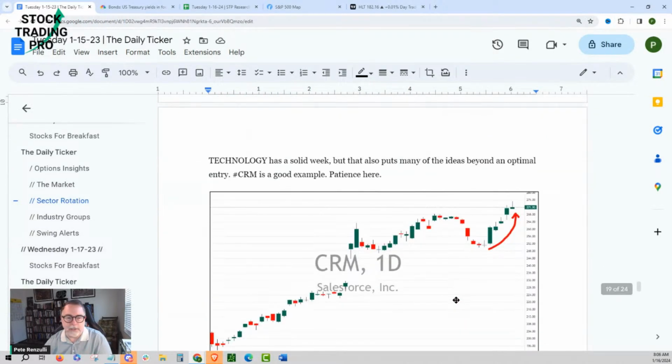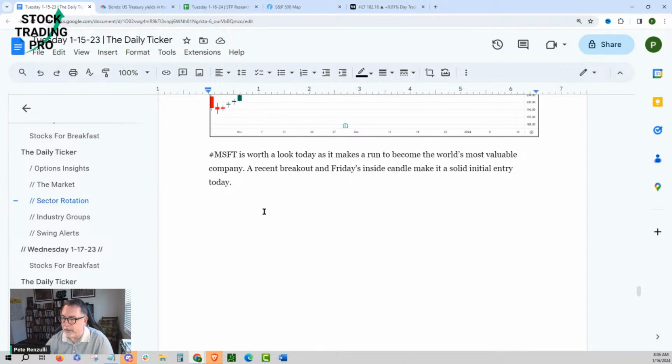Okay. All right. Technology had a solid week, but also the ideas are well beyond an optimal entry. So what am I doing now? I'm qualifying technology. A lot of them rocketed higher last week after the pullback to start the year. They're valid bullish ideas, but not trades today. And you can see that here in CRM. Although I do like one trade, which I'll talk about in a second.